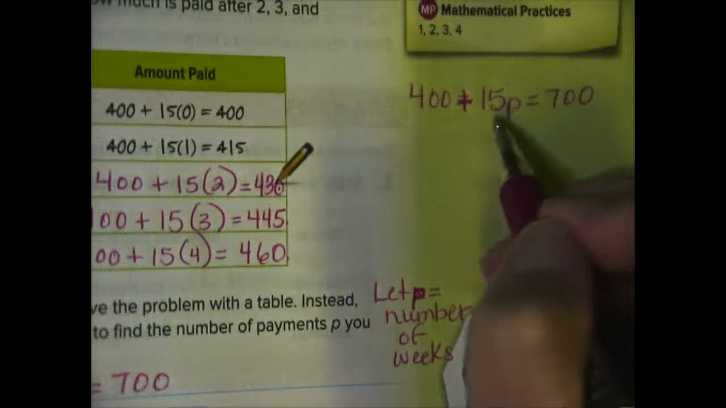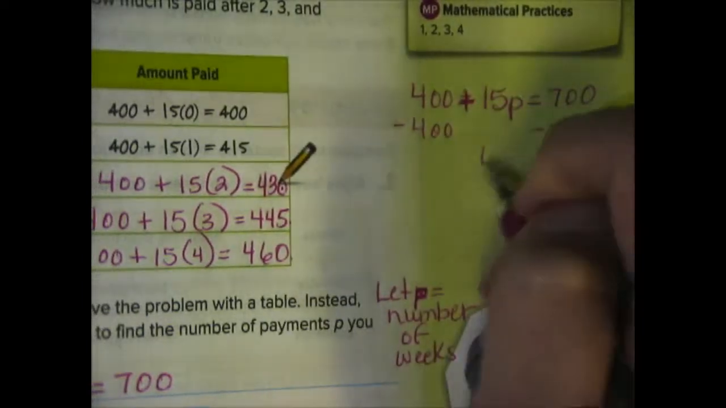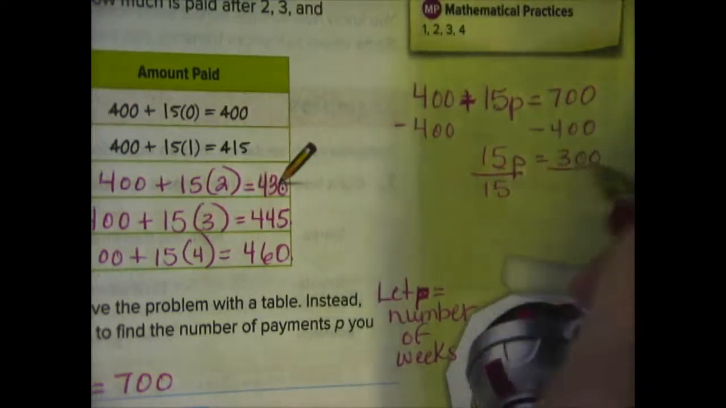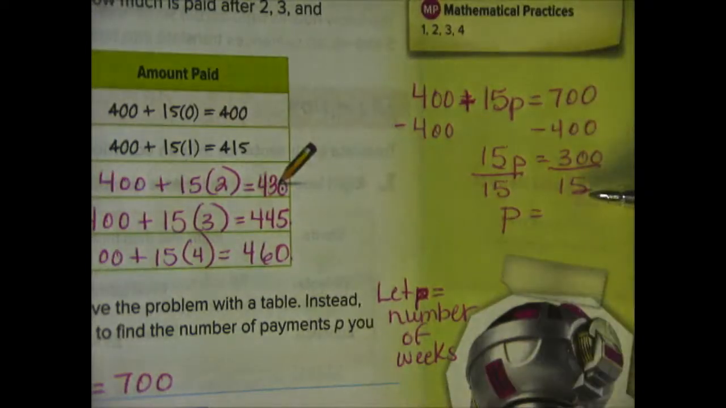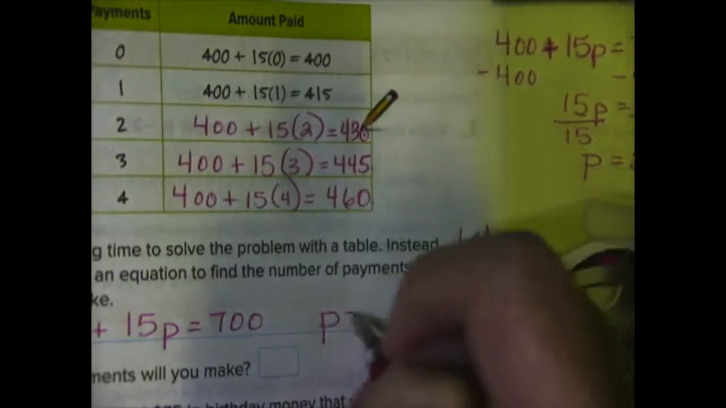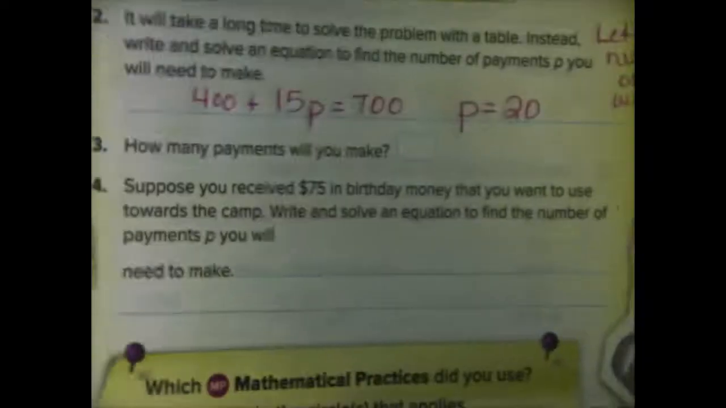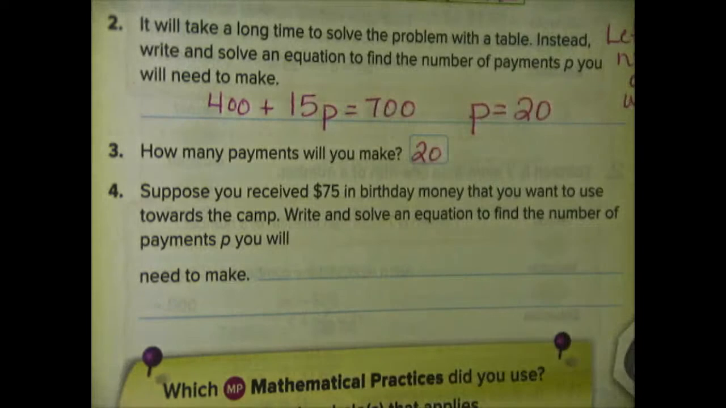In order to solve this, we know that we need to get this by itself, so we're going to subtract 400 from both sides. That leaves us with 15P equals 300. And then we'll divide both sides by 15. And P equals 300 divided by 15. If you need to show your work, you can, but I know that 30 divided by 15 is 2. And I have a 0 left over here. So it looks like it's going to take us 20 weeks to pay the total amount we need for camp. So how many payments will we make? We'll make 20 payments.